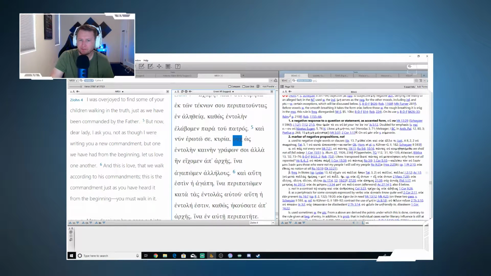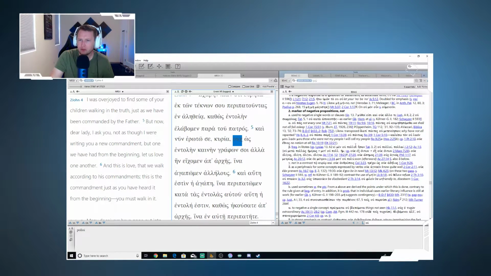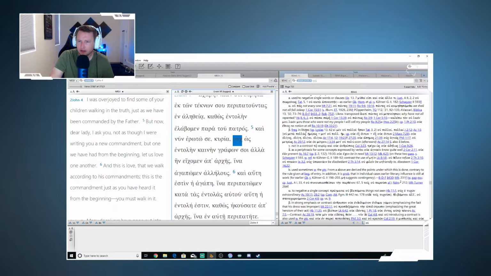Negative response to a question or statement. It's not a question. Used to negative single words or clauses. Frequently in litotes. What is a litote? Never heard of that before. Hey Siri, what is a litote? It doesn't understand. Let's see. Ironic understatement in which an affirmative is expressed by the negative of its contrary. You won't be sorry, meaning you'll be glad. Interesting. Learn something new.